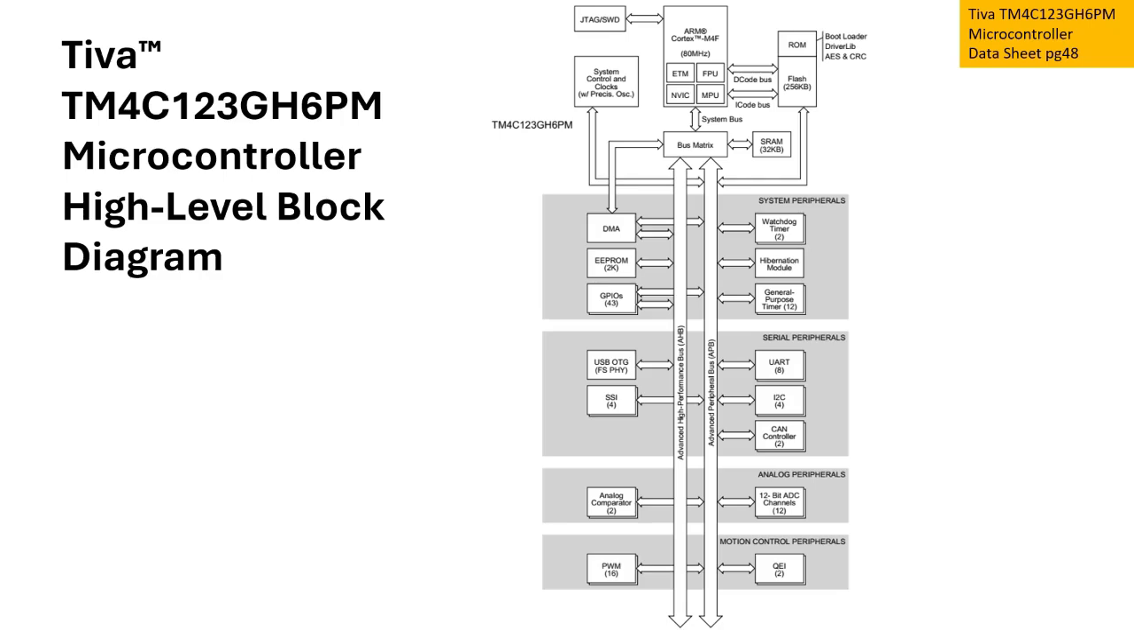Introduction. In this video, I'm going to show you how to use the TM4C123 general purpose timer to blink an LED. Now here is the block diagram of the TM4C123GH6PM microcontroller. And here we focus on the general purpose timer module.